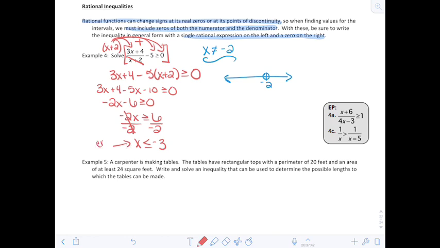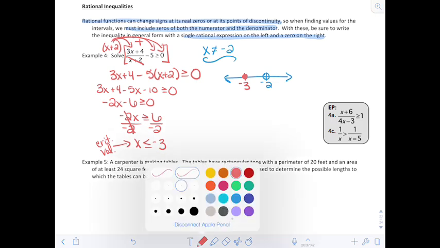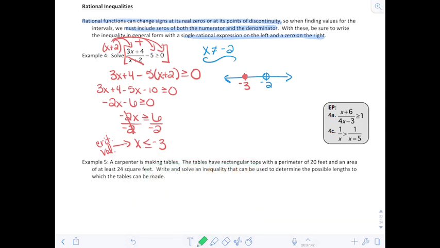So my other critical value is here at negative 3. And it says it can equal negative 3. And it was not a problem in our domain, so we can include it. Okay, so now as I divide this up into sections, a number that's less than negative 3, I'm going to pick negative 4. Between negative 2 and negative 3, I don't have much choice. I'm going to pick negative 2.5. And then greater than negative 2, I'm just going to pick 0.